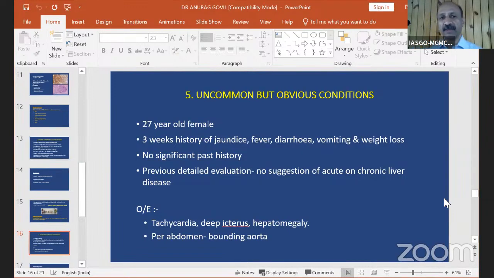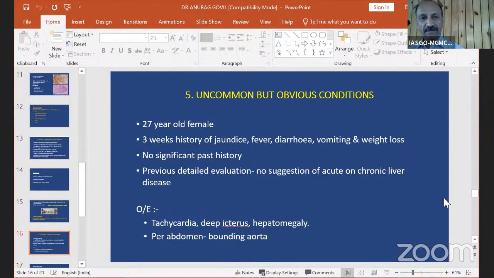And she's come to us with a very detailed evaluation, which does not suggest any acute or any chronic liver injury. So while I'm examining this patient, I find there's tachycardia. There is deep ictus. Hepatomegaly. But on abdominal examination, I find that there's a very bounding aorta. It's actually going tuck, tuck right below my hand.